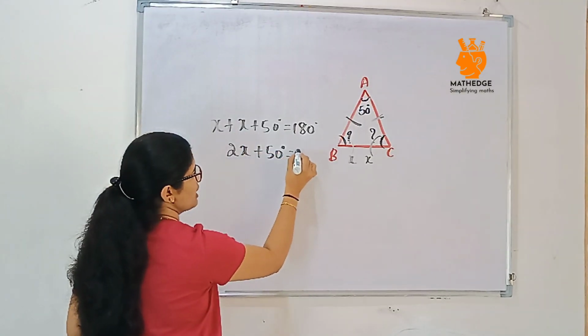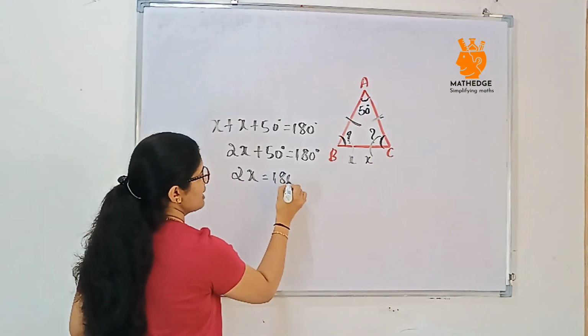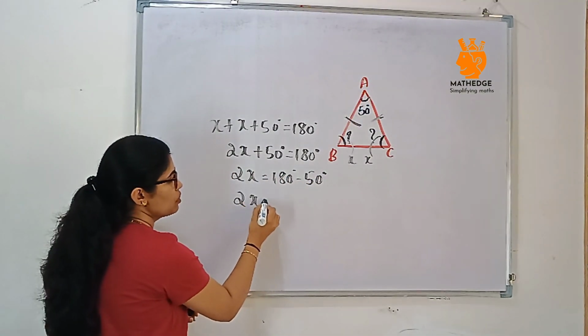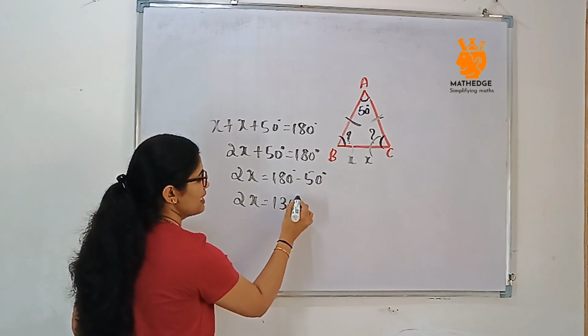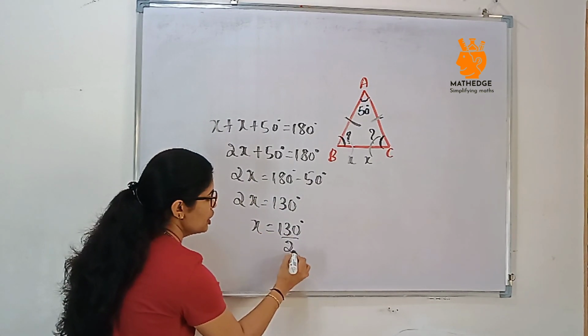Then 50 degree, then 180 degree. So 2x is equal to 180 degree minus 50 degree. Then 2x is equal to 180 minus 50, which is 130 degree. Then x is equal to 130 degree divided by 2.